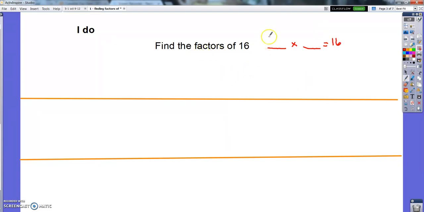Probably you can start thinking of some yourself already, like 8 times 2 is going to be 16, which means 8 and 2 are factors. 4 times 4 is 16, which means 4, and I don't need to write 4 again, 4 is going to be a factor of 16. So I'm looking for things that I can put into these blanks and get 16.